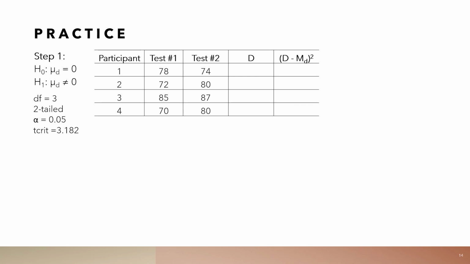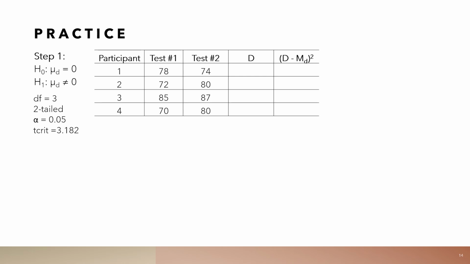Step 1, let's identify the hypotheses. This is a two-tailed test because we are only interested in whether or not a difference exists. The null hypothesis is that the difference between the population means is 0. The alternative is that the difference does not equal 0. The degrees of freedom is n minus 1, which is 3, and our p-value is 0.05. So using the t-table, our critical value is 3.182.